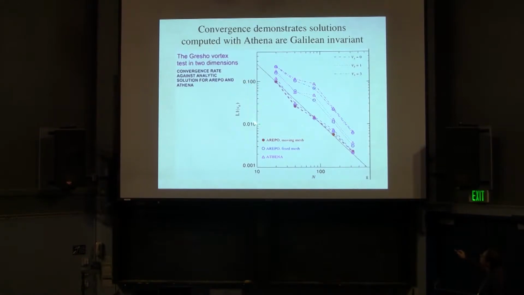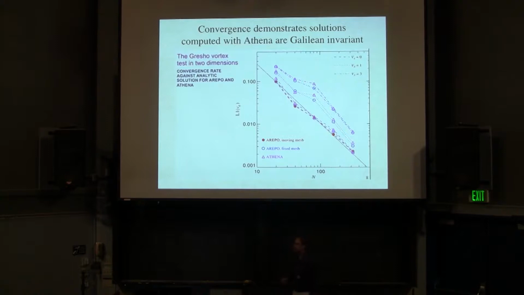Similarly, if you want to reach a particular error, you have to go to higher resolution if you're in this moving frame and using a fixed grid code than you would if you had the moving mesh. But the point is that every single case is converging to the same solution. The L1 error is going to 0 in every single case. If I continue this forever, they will all find exactly the same solution. If grid codes were not Galilean invariant, they would not be converging. They would not find the same solution at high resolution. They would find some other solution. And so the fact that they're convergent means that they're finding the same solution, and therefore it's Galilean invariant.